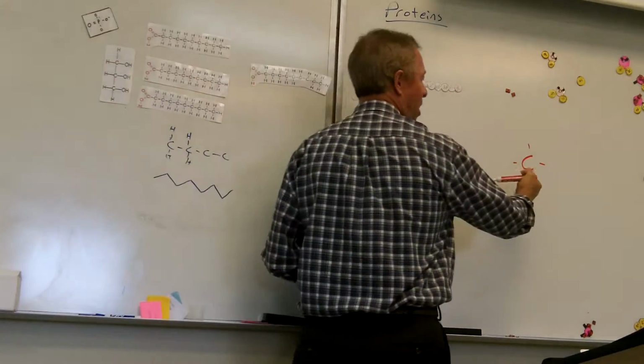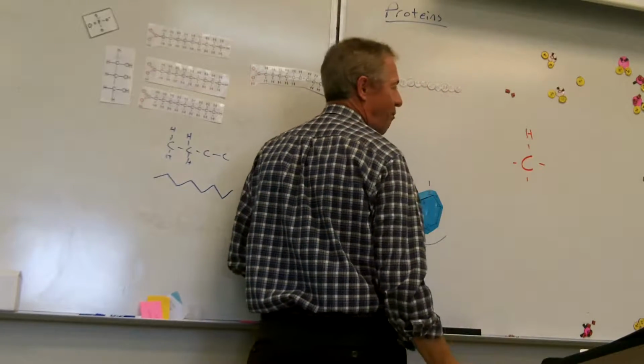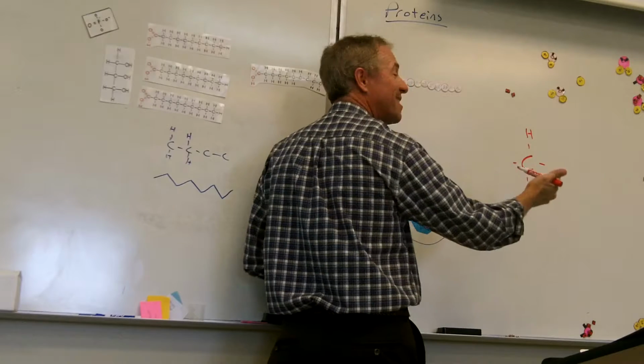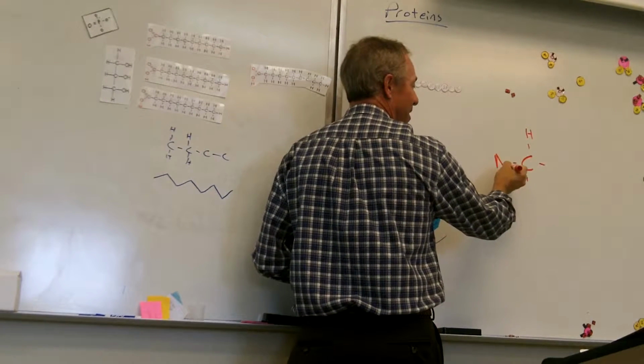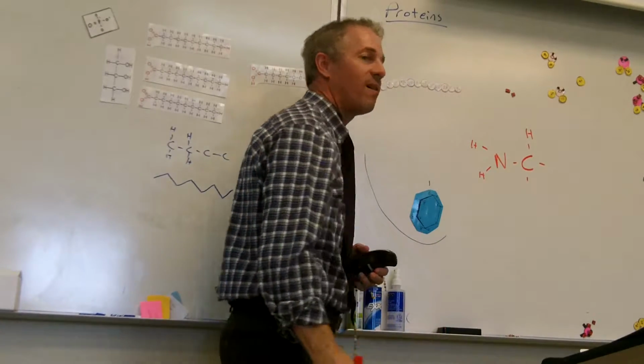Carbon in the middle. Did you start with that? Yes. There's a hydrogen attached to that carbon. Did you get that far? Yes. On one side of the carbon, there's an amino group. What's an amino group? Nitrogen, N with 2 H's. How many got this far? I did.